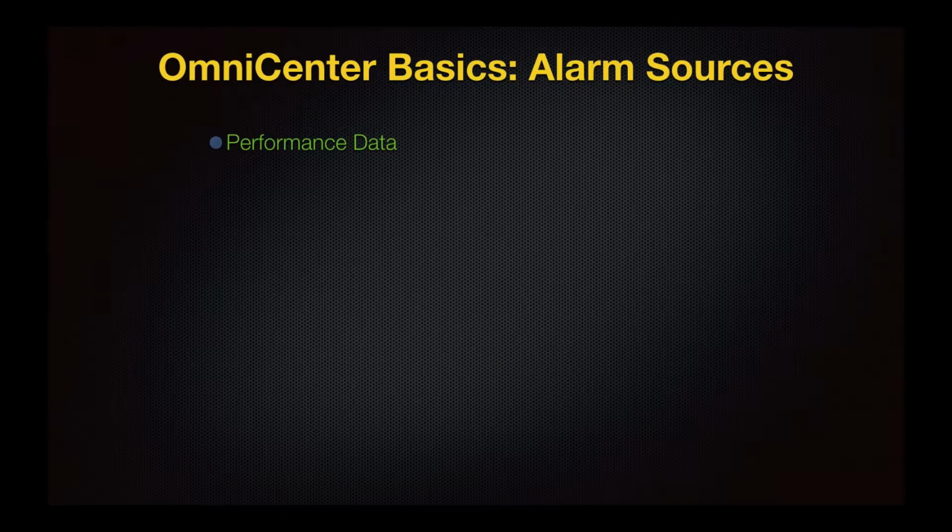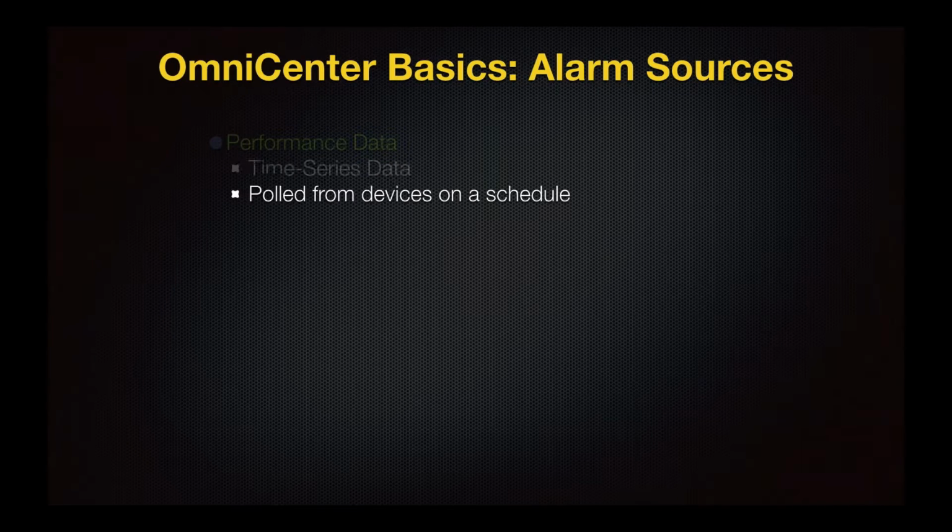OmniCenter has a couple of different places that alarms come from. Performance data, which is really time series data. This is stuff like CPU, hard drive utilization, memory utilization. These are the kind of statistics that we're collecting over time, pulling from those devices and pulling them down into OmniCenter's database on a recurring schedule, saving that as time series data.